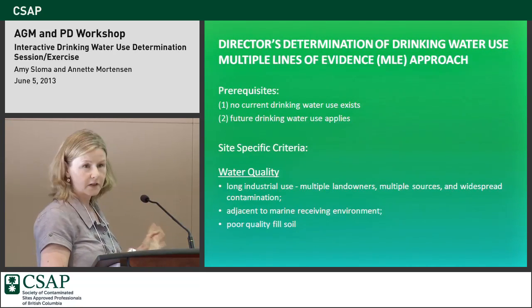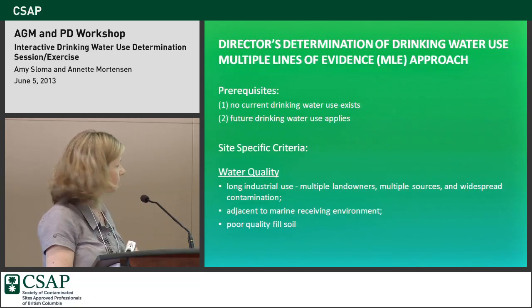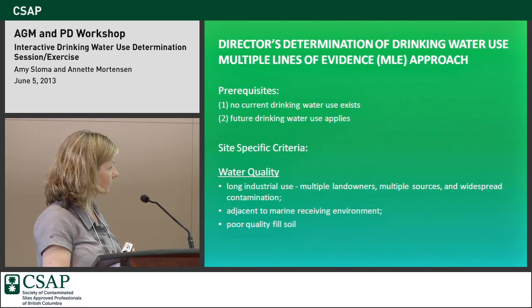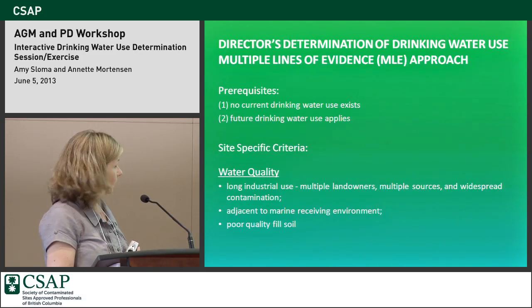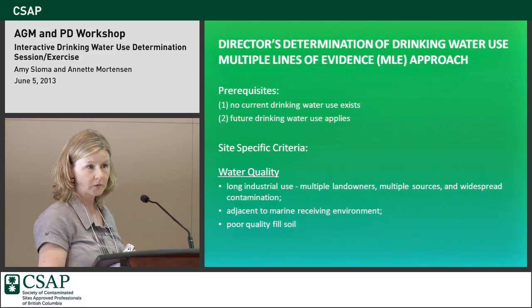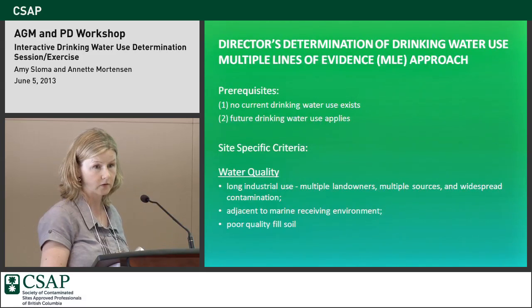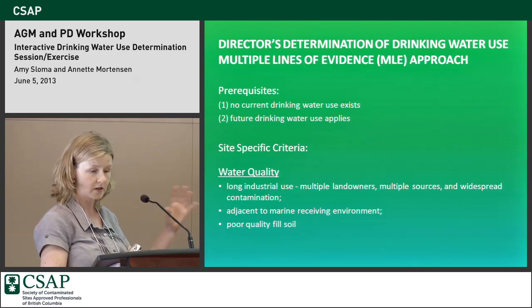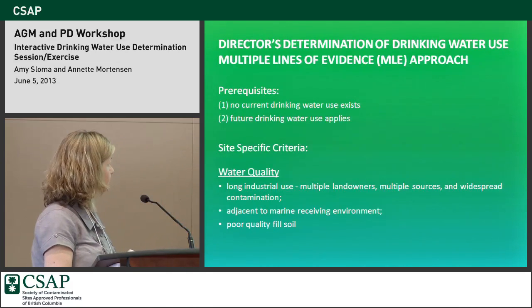Poor quality of fill, where you know that the quality of the fill is poor and that it's resulting in contamination of the groundwater. That's a good argument. You can only use it, though, if that aquifer is not connected directly to a valuable drinking water aquifer below it. So you need to have either that natural confining barrier or no aquifer below.